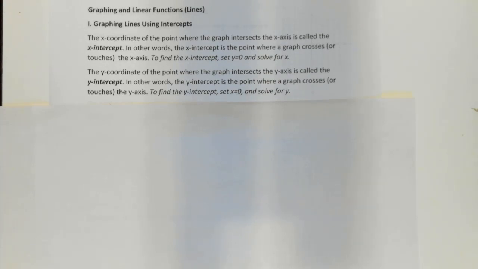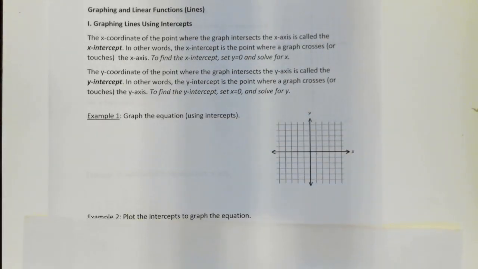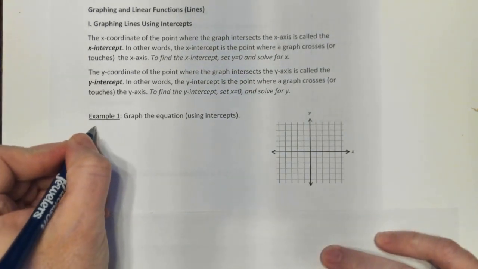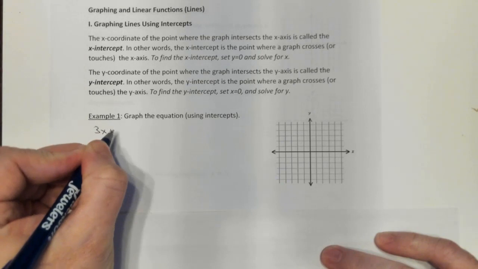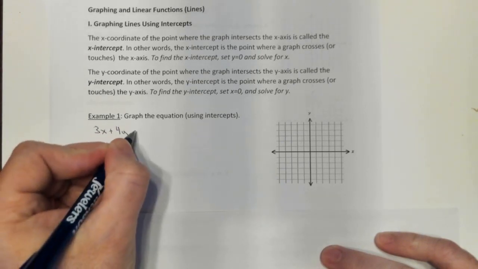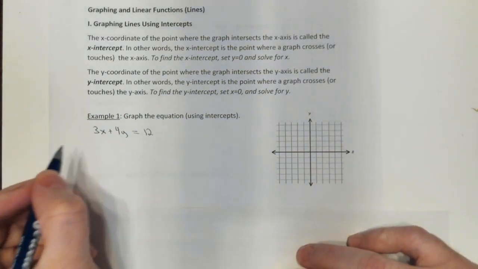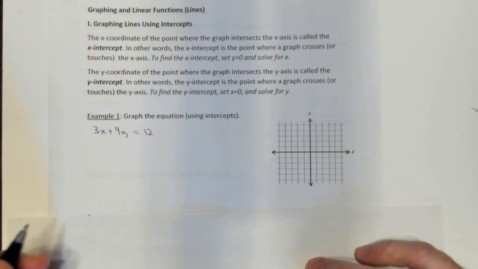And the way we find either is you set the other variable equal to 0 and then solve for that variable. Okay, so let's do the following. I'll make up some of these. How about 3x plus 4y equals 12? Let's graph this one. Okay, so they want us to use the intercepts.